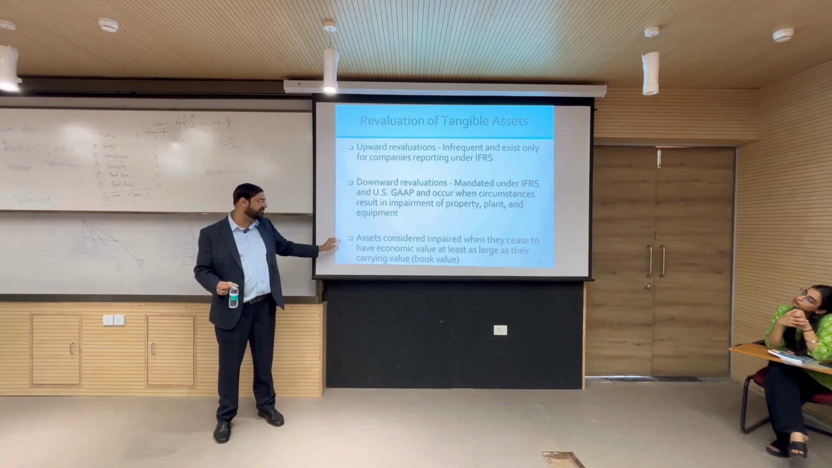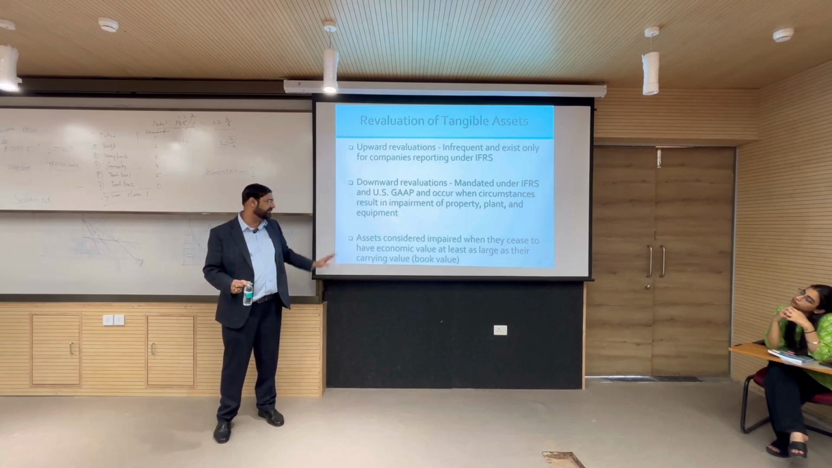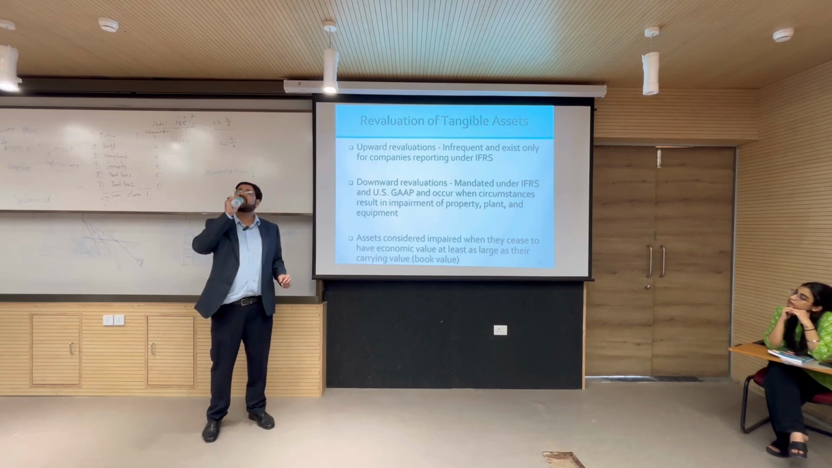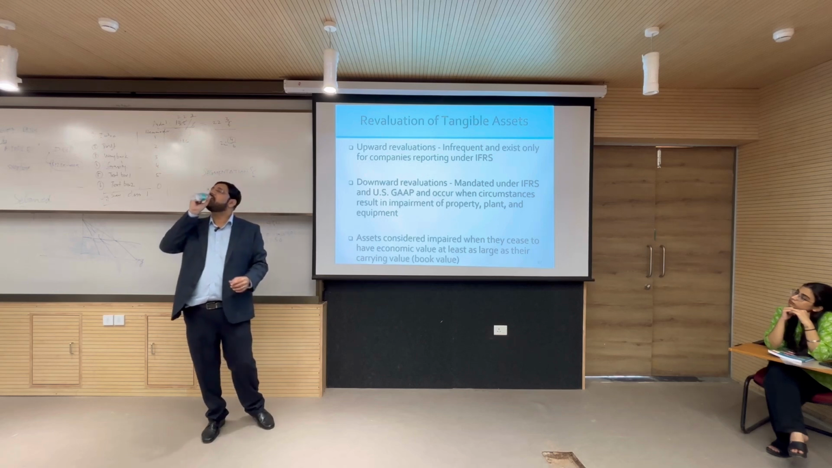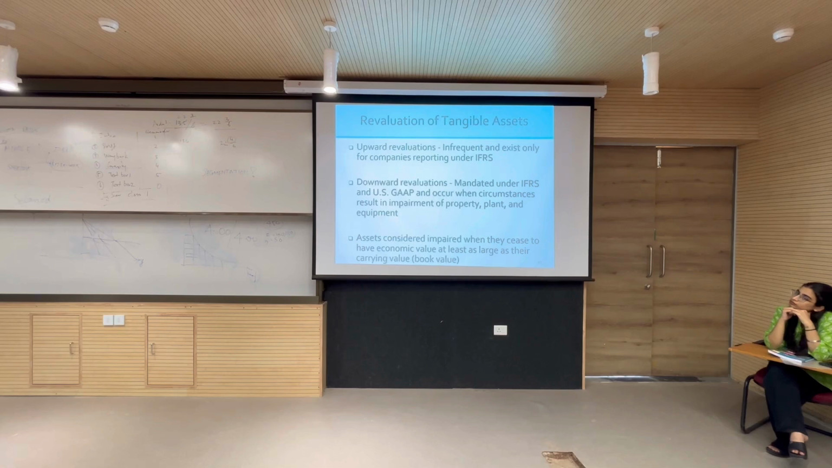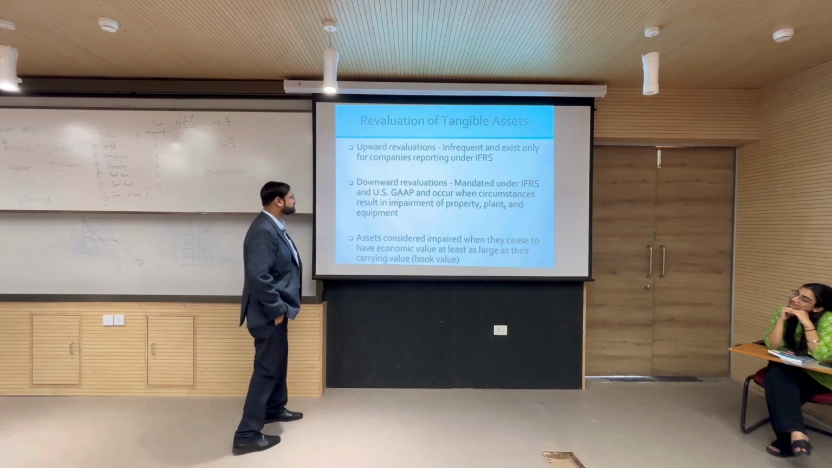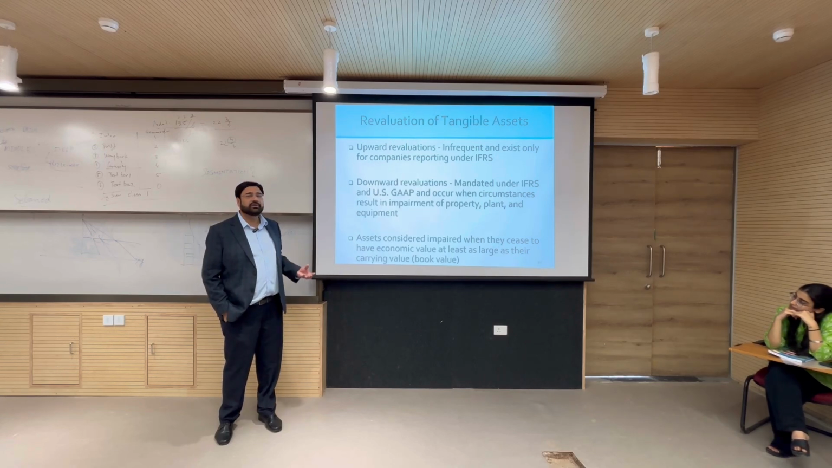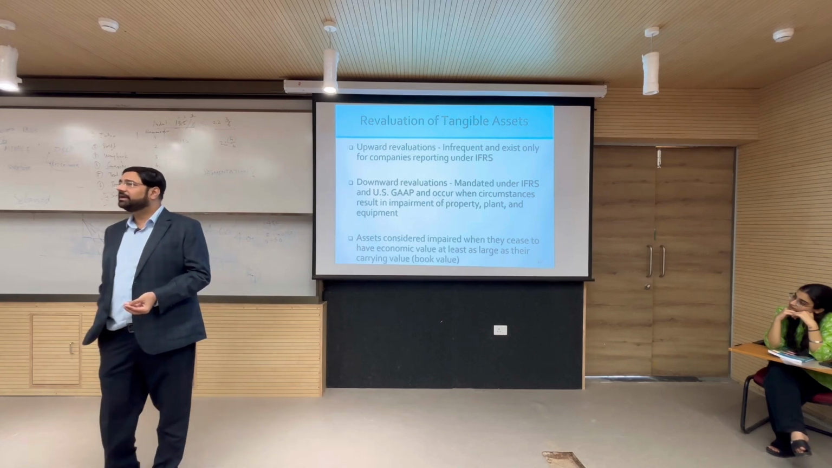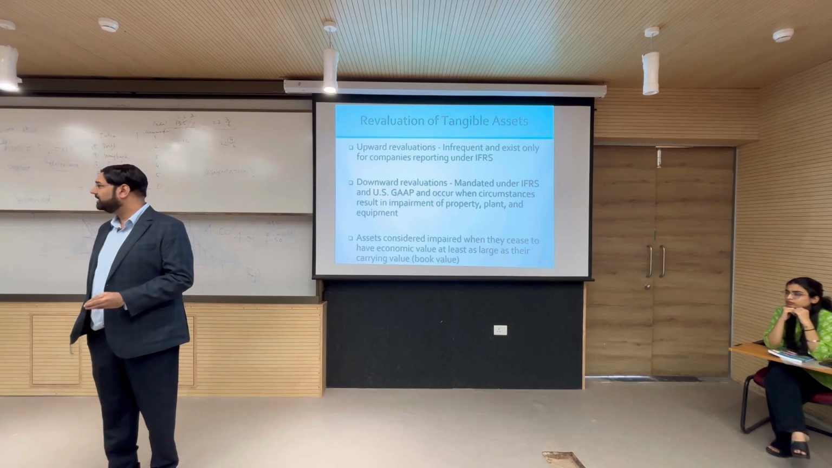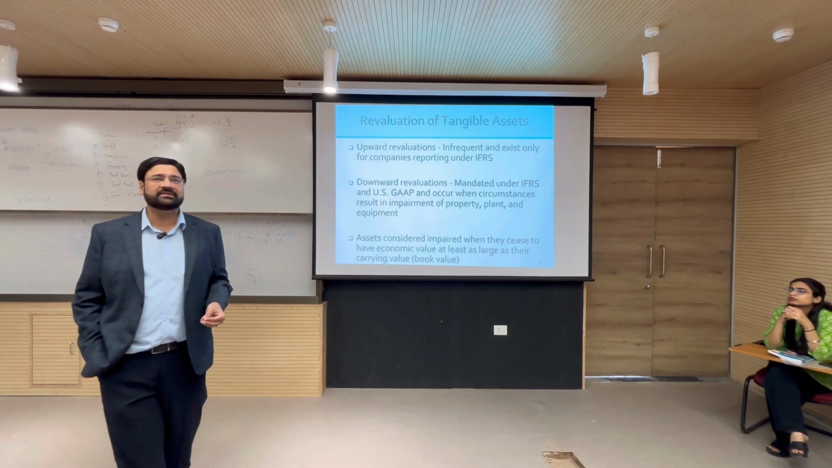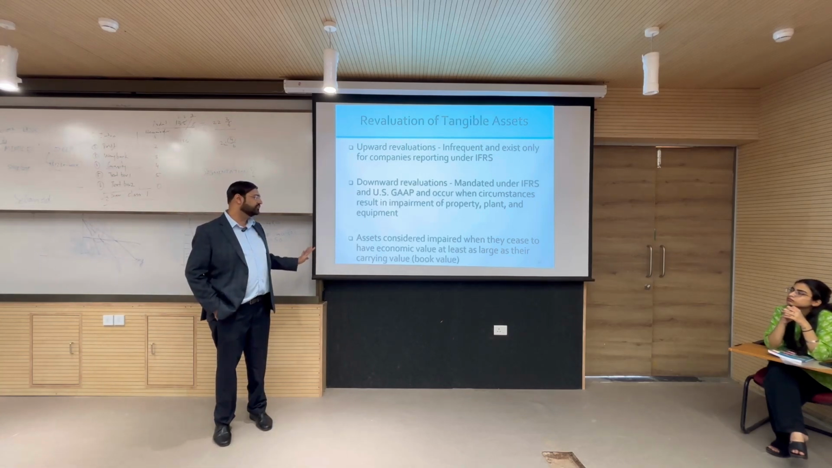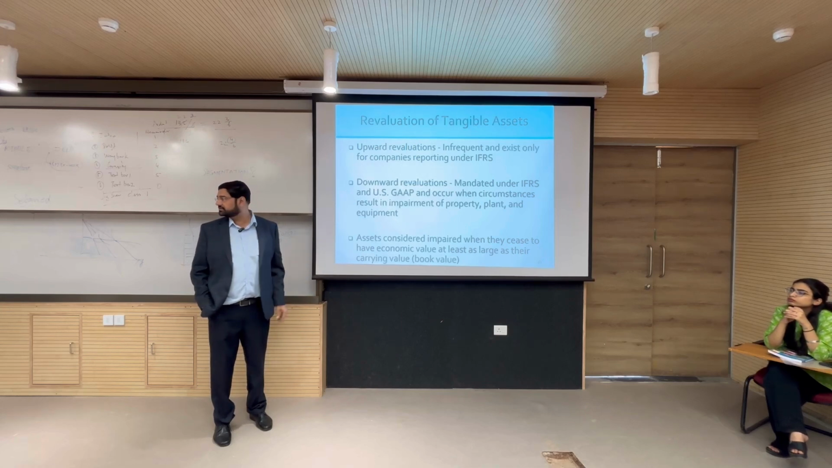Assets are considered impaired when they cease to have economic value at least as large as their carrying value. So, in simplest terms, impairment means a fall in the value of an asset, right. So, when the value of an asset falls, what shall we do? That is the question. Let us go next.